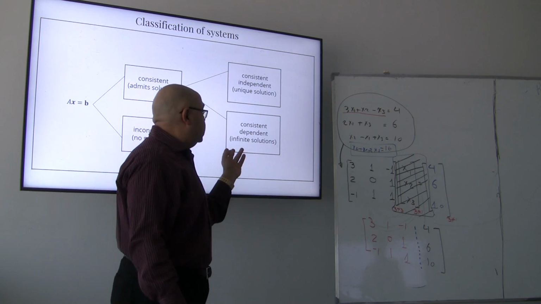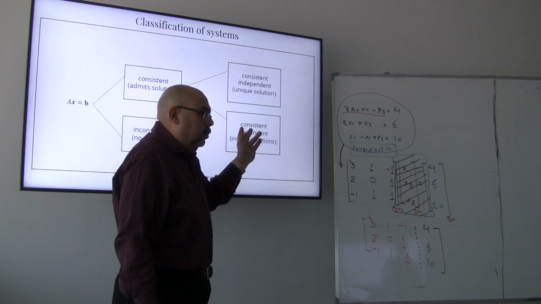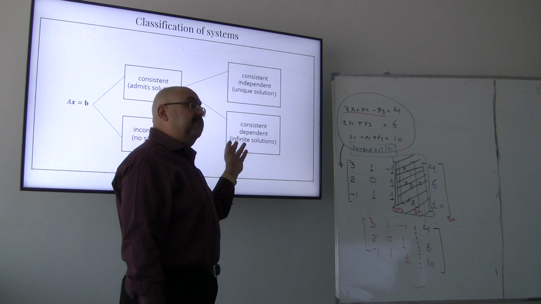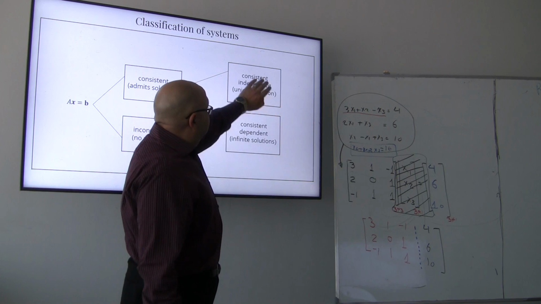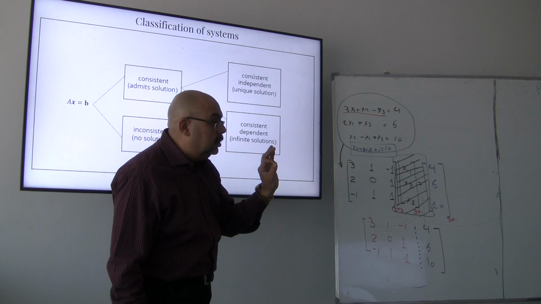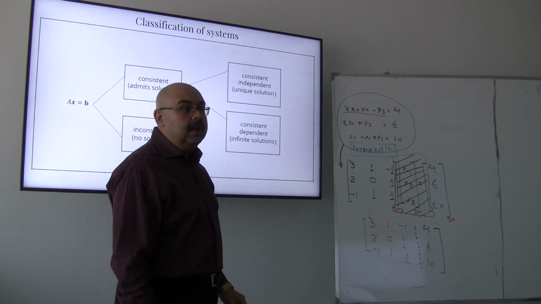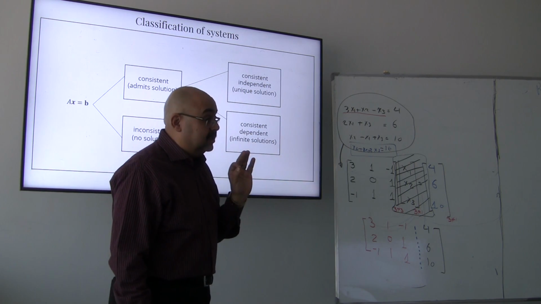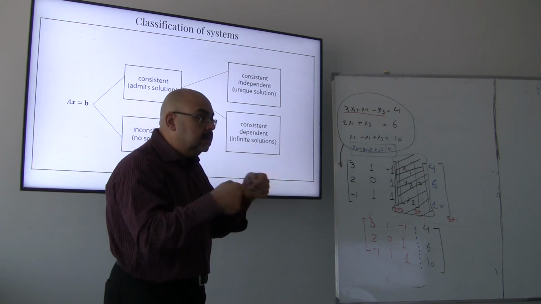In such a case, the system is consistent, but some, not all of them, maybe all of them, depend on each other. So you will have an infinite number of solutions. Once more, I can say it once more. To have a unique solution, the number of unknowns must equal the number of independent equations. To have an infinite number of solutions, the number of unknowns is more than the number of independent equations.